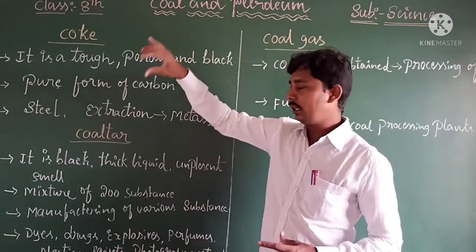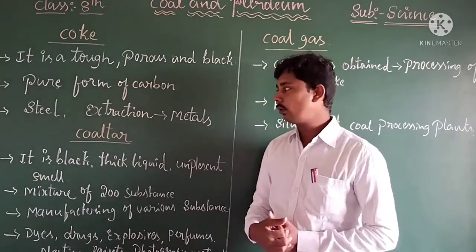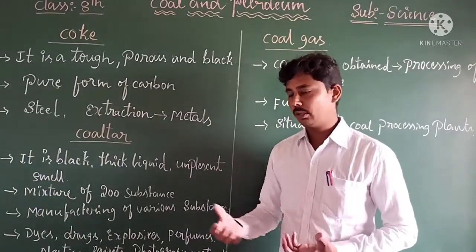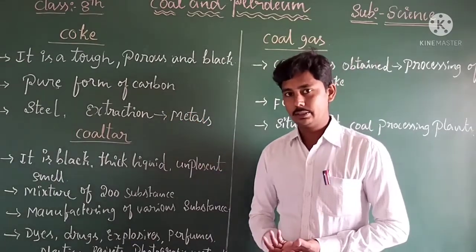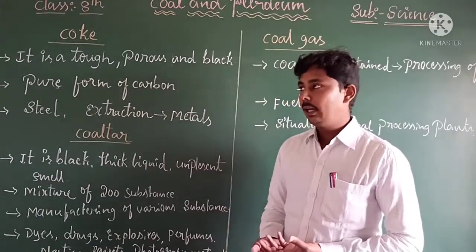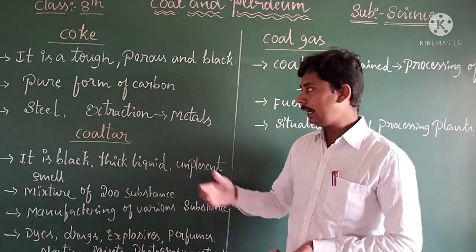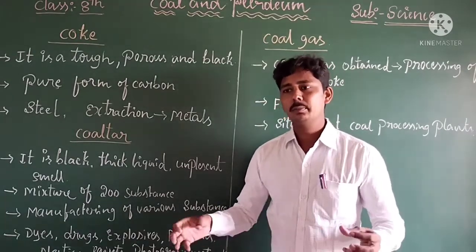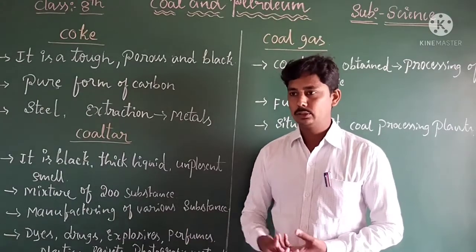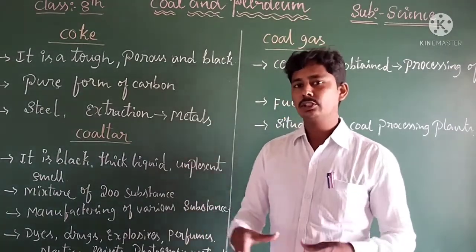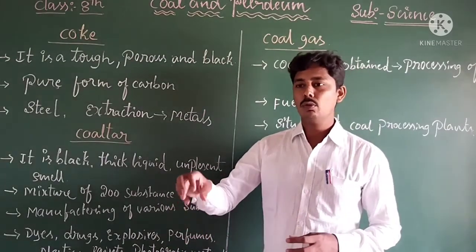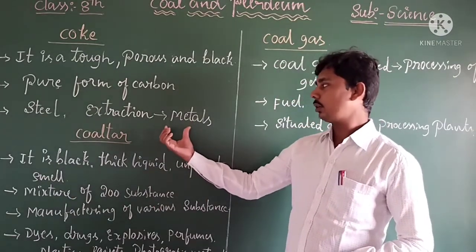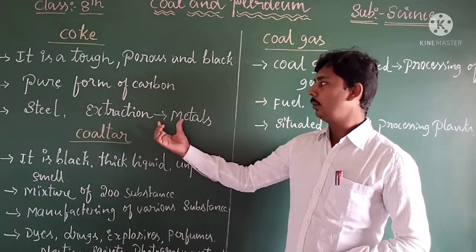Coke is used in the manufacture of different industrial products and in the manufacture of steel. Coke is also used in the extraction of different materials. Extraction means digging out from the soil. So many metals are present in the soil as ore. When the ores are extracted from the soil, we can use coke in the extraction process.